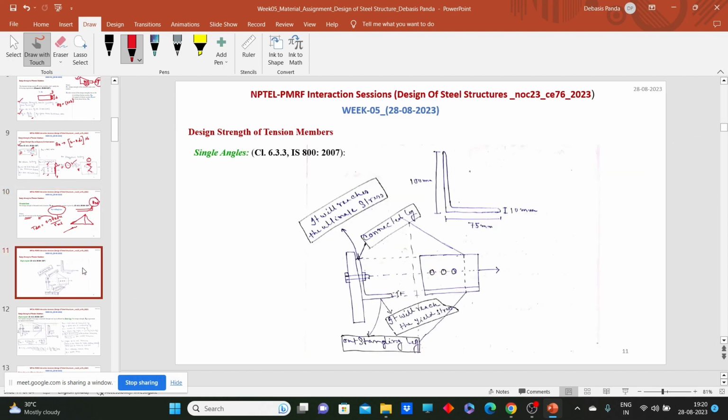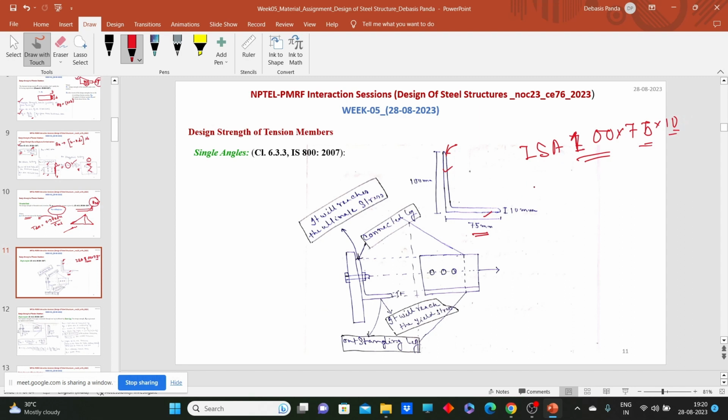Now come to the main portion, the angle section. What will happen in the angle section when the tensile load is applied? We know that an angle section has two legs, 1 and 2, and generally angle sections are denoted as ISA, Indian Standard Angle section. Consider this example: 100 into 75 into 10. That means 100 is the width of one leg. Generally the longer leg should be connected with the gusset. Now what is that 75? This is the width of the outstanding leg, and this 10 is the thickness of the angle section.